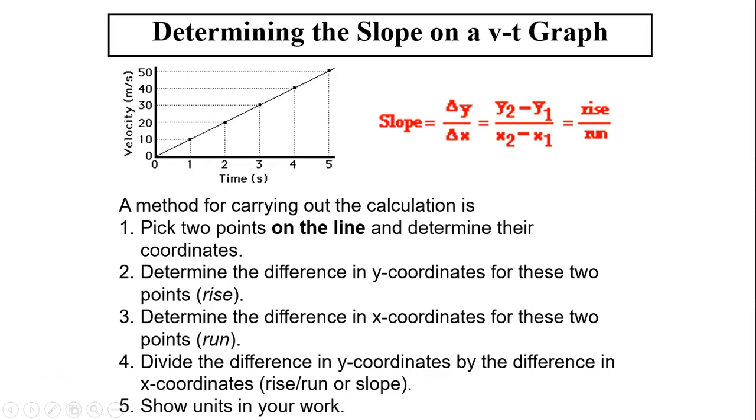Next one, determine the slope on a VT graph. This is very similar to determining the slope on a DT graph. So we have the same steps. The most important thing is to pick two points on the line. If the points are not on the line, you will get the whole thing wrong. Next, determine the difference in the y coordinates. Then determine the difference in the x coordinates. Then you divide the two. Remember, it's y over x. Then you have to show your units in your work.